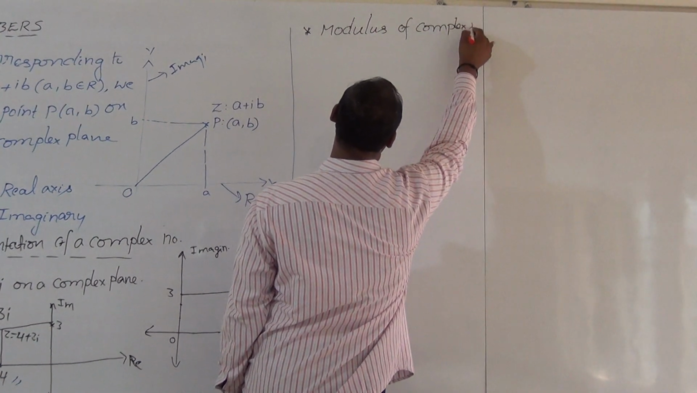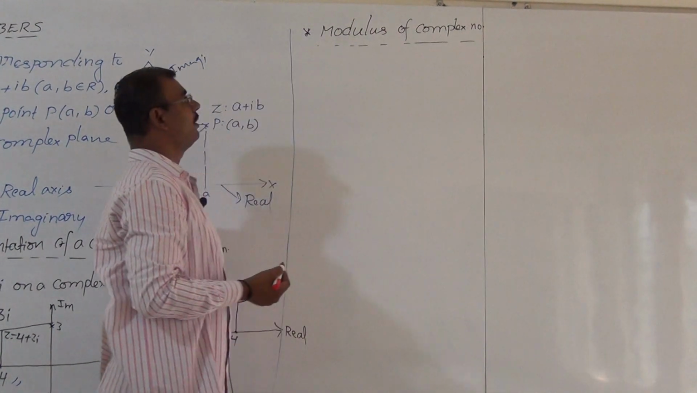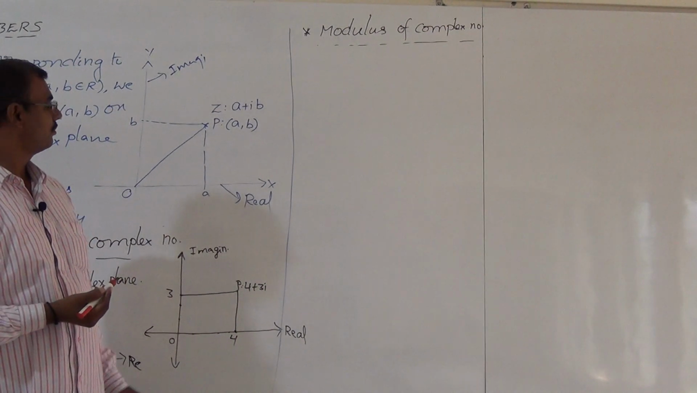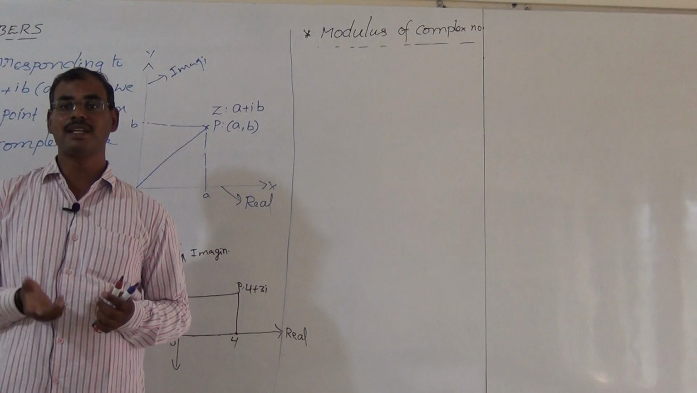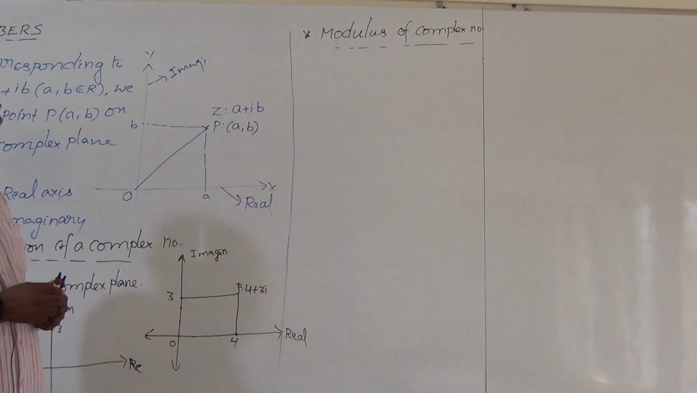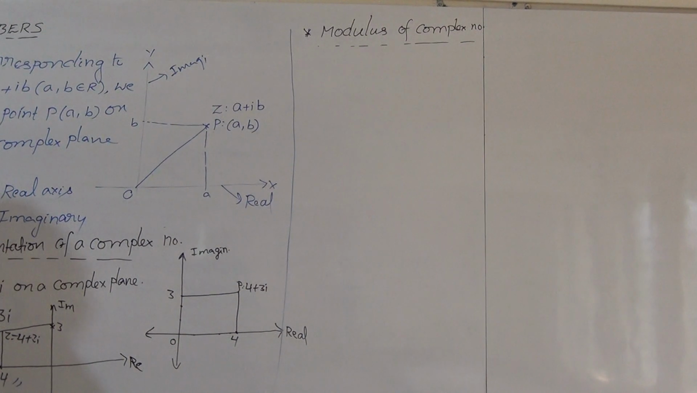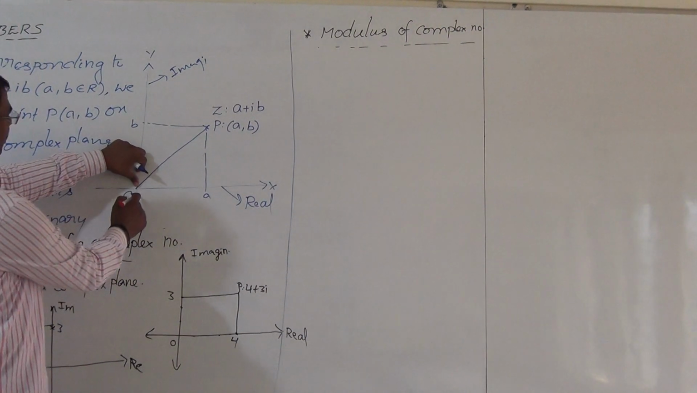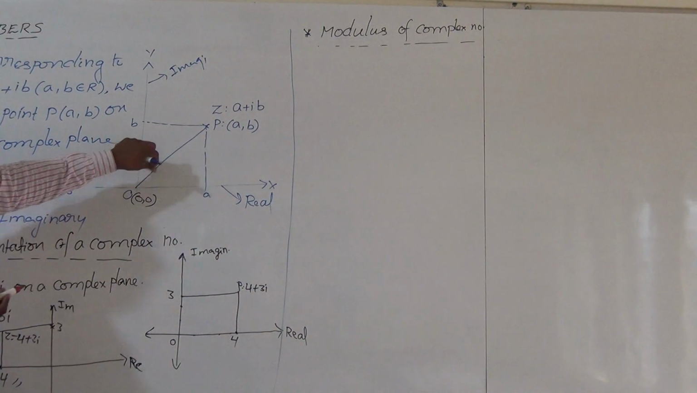Modulus of a complex number. How to define the modulus of a complex number? Before that, how do we find the distance of a point P from the origin? This is the origin. Origin means what are the coordinates? 0, 0. What is the point P? a, b.